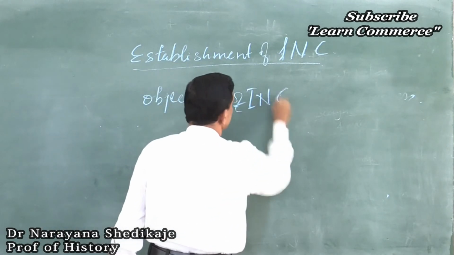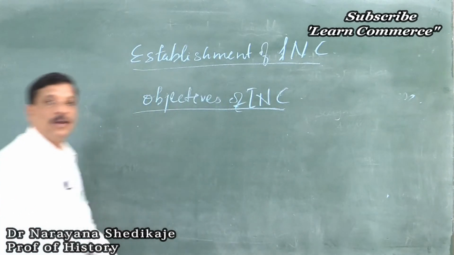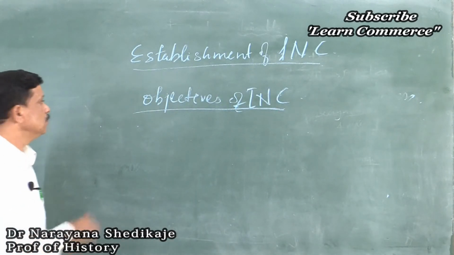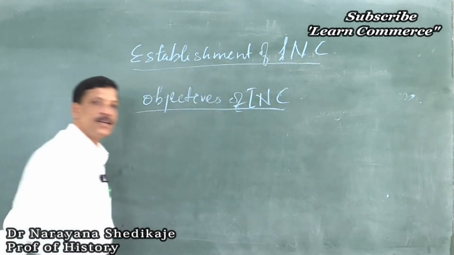Indian National Congress. So, there will be a question for 5 marks: What are the objectives of Indian National Congress? Then you have to write.